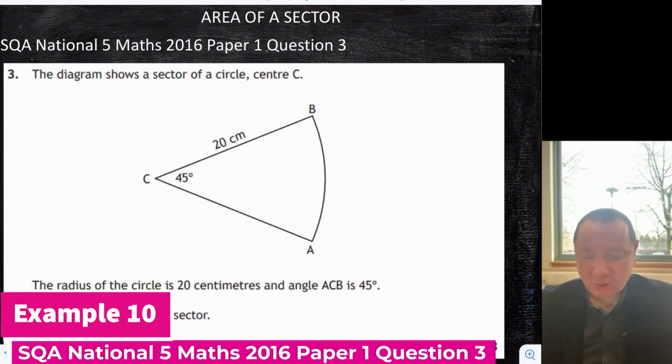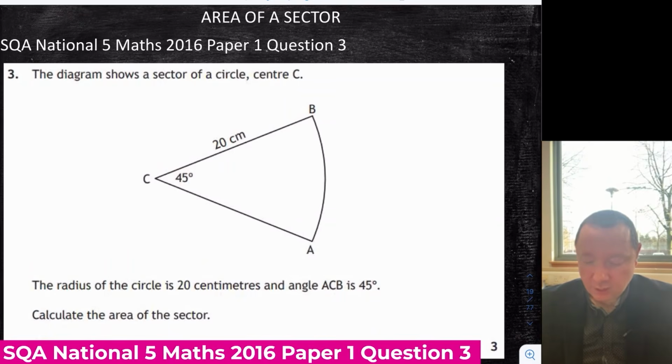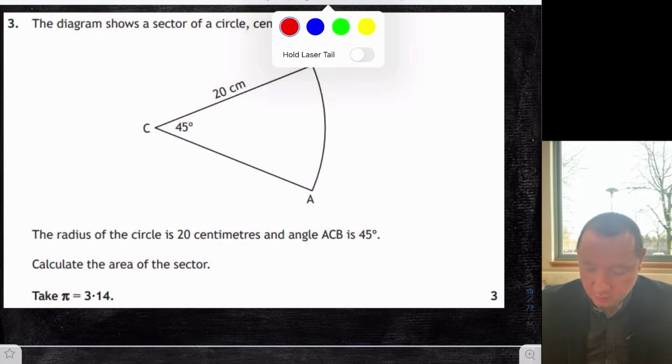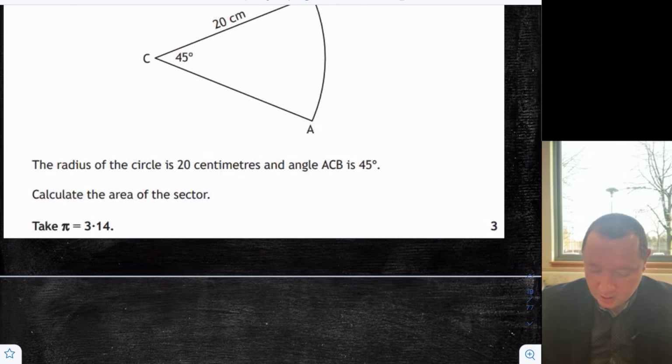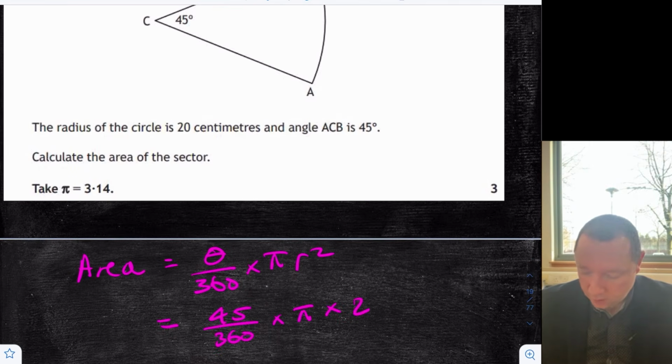SQA National 5 Maths 2016 Paper 1 Question 3 for area of a sector. The diagram shows a sector of a circle, centre C, and the radius is 20, the angle is 45. Calculate the area of a sector without a calculator. So we'll start off the same way. Area equals angle out of 360 times pi r squared, and we calculate that by putting 45 out of 360 times pi times 20 squared.